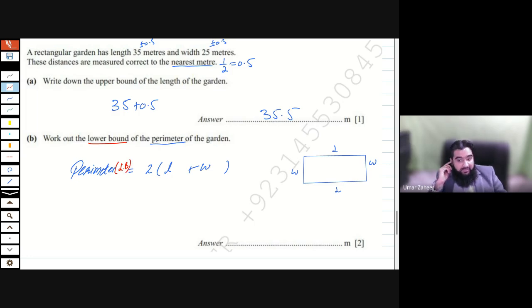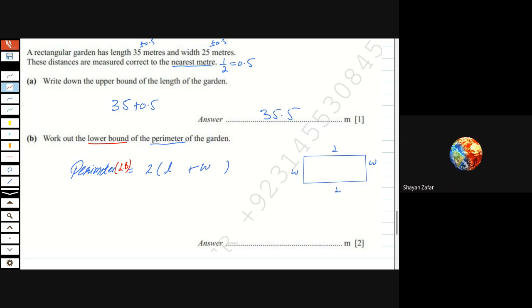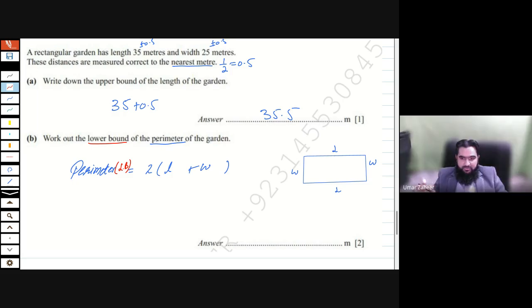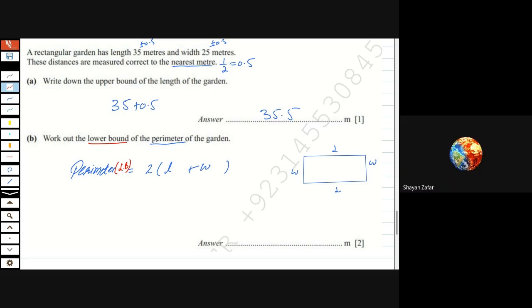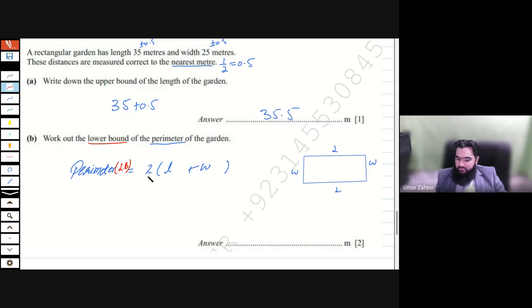For lower bound, yes, Shayan, is it an addition case, subtraction case, multiplication case, or division case? In this one, it is a case of addition. You don't have to focus on this value because it's a constant. You have to look at the quantities that you are adding, subtracting or multiplying. So the quantities are the length and the width, and they are adding.